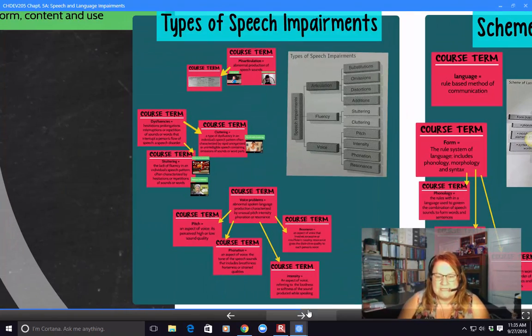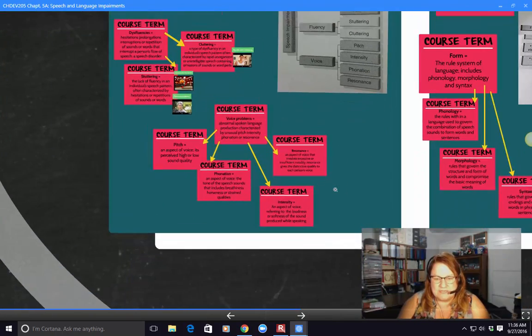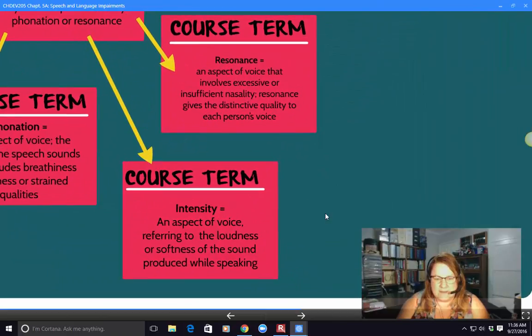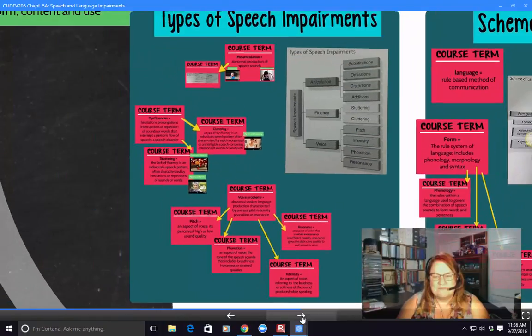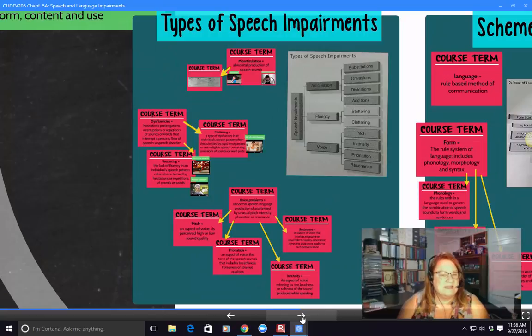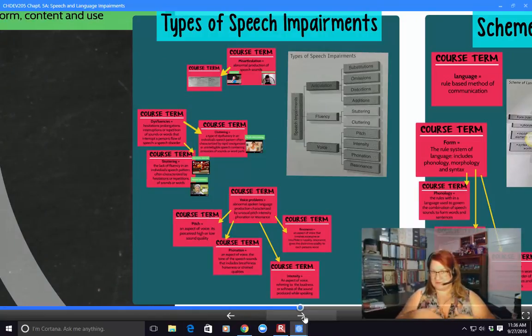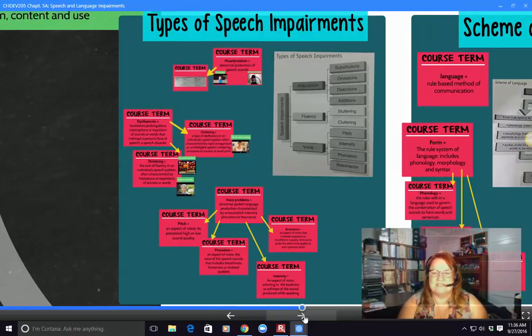Oh, I'm sorry. Intensity. I skipped this one. Intensity. Sometimes it could be super loud or super soft. Not pitch, not phonation, not resonance, but intensity. Okay. So that's speech impairments. Again, that has to do with our breathiness, our scratchy throat maybe, our oral and resonating systems, even our articulation. These are all the parts that we learned about in the previous section.